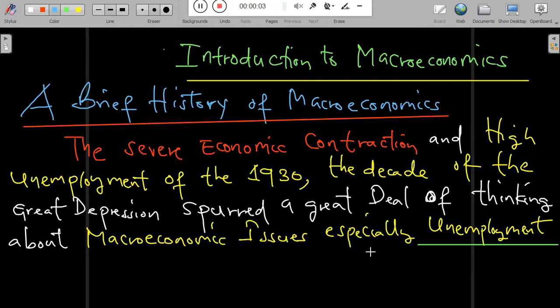Yes, welcome to DC Economics. So today I'm going to take you through an introductory part about macroeconomics. We are going to begin by looking at a brief history of macroeconomics. The severe economic contraction and the high unemployment of the 1930s, the decade of the Great Depression, spurred a great deal of thinking about macroeconomic issues, especially unemployment.